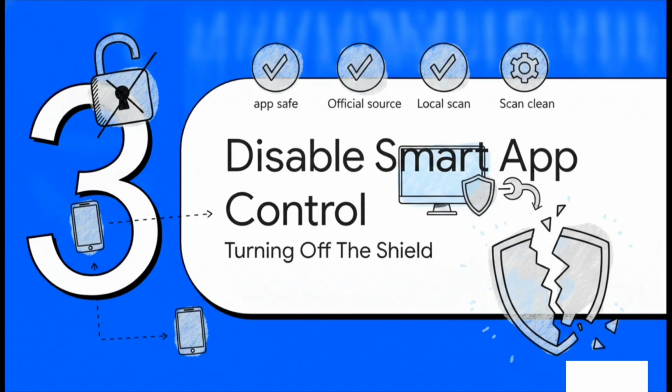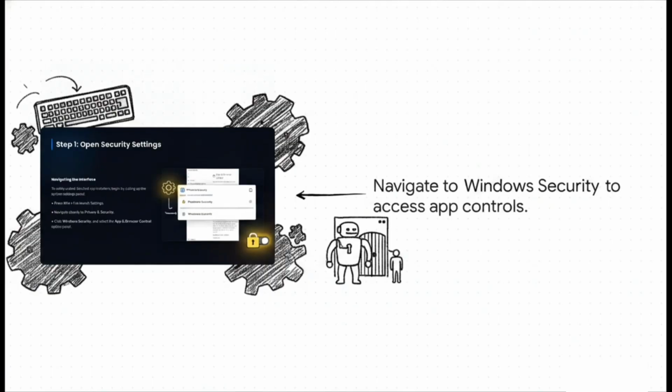Section 3. Disabling Smart App Control. Let's actually get this fixed. All right, grab your mouse and follow along. First, we need to open up your security settings. Go ahead and press the Windows key plus I on your keyboard to launch your main settings menu. From there, look over at the left sidebar and navigate to Privacy and Security. Once you're in there, click on Windows Security right at the top, and then select the option that says App and Browser Control. This right here, this is the main control center for that AI bouncer we talked about earlier.